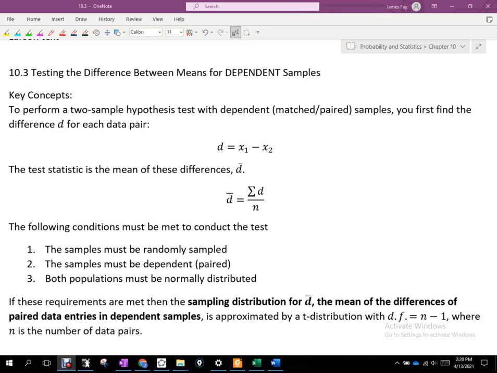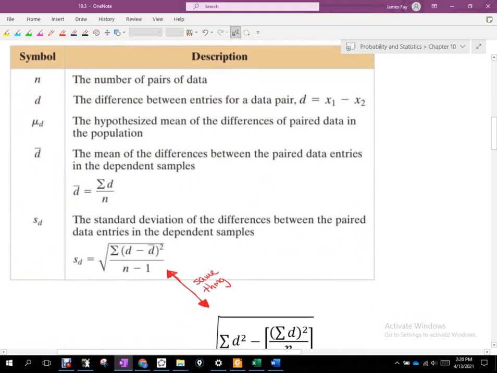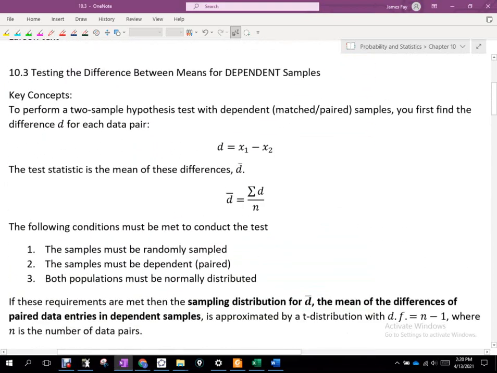You can see some of the examples I have down here target that idea. What we're going to do is make sure we have dependent or matched, paired samples. You're going to see these three terms used interchangeably. Sometimes they'll say dependent, and it's very obvious what we're dealing with. If they say matched or paired, and that's what a lot of statistical packages will say, it means the same thing, that they're dependent.